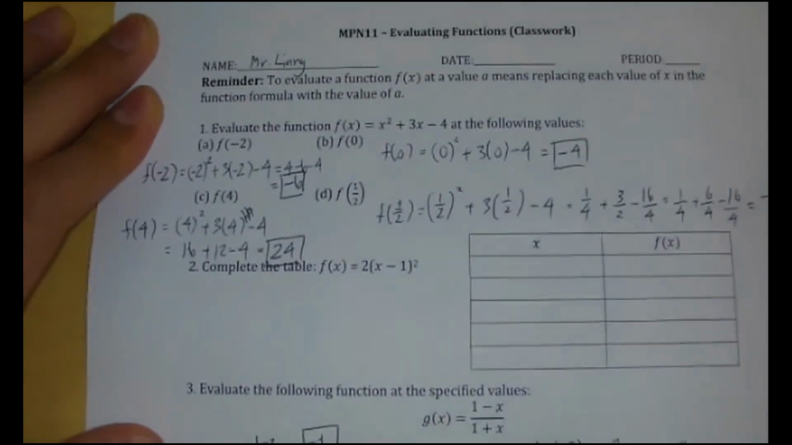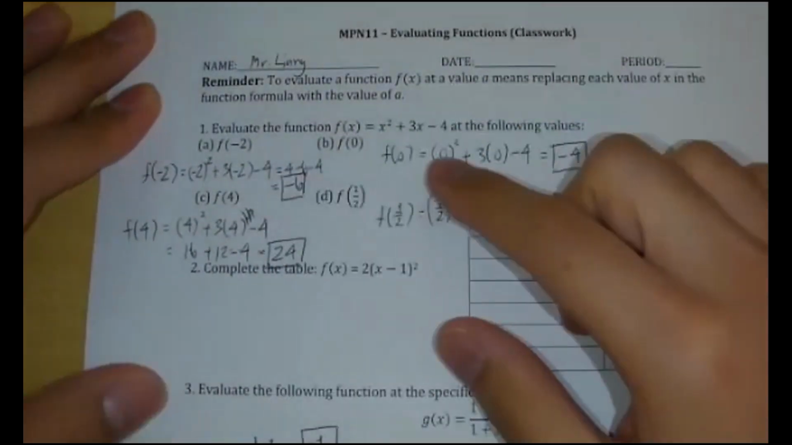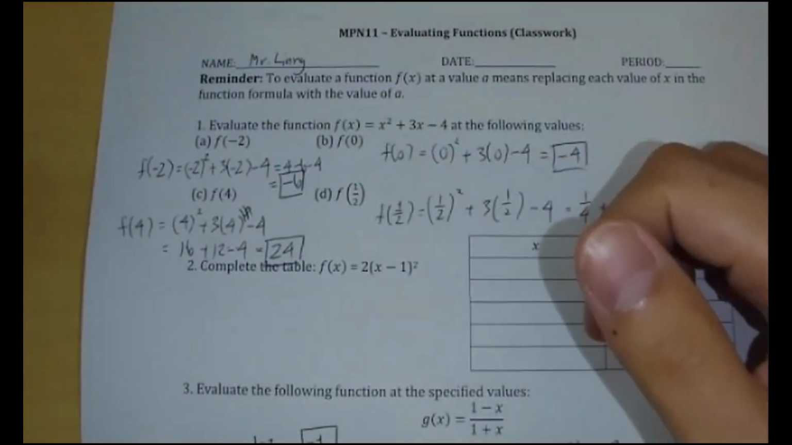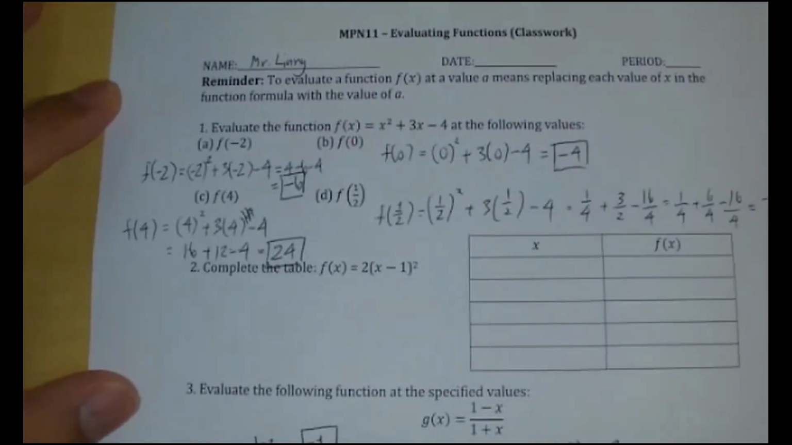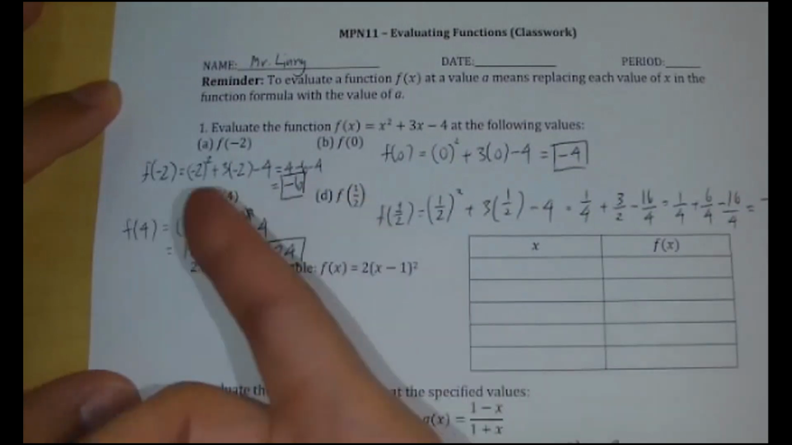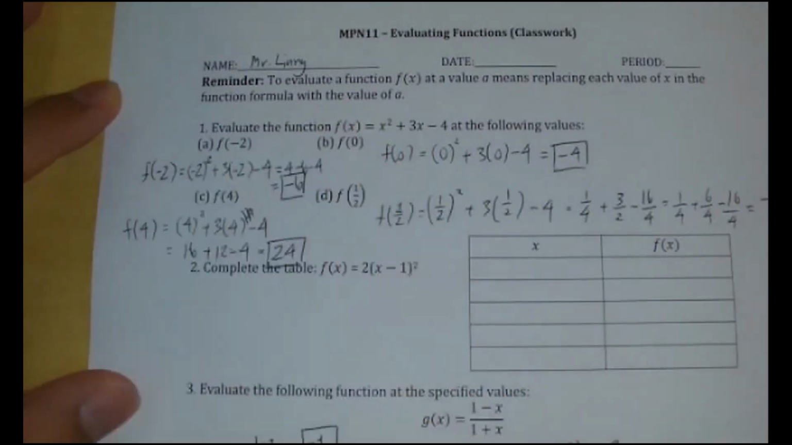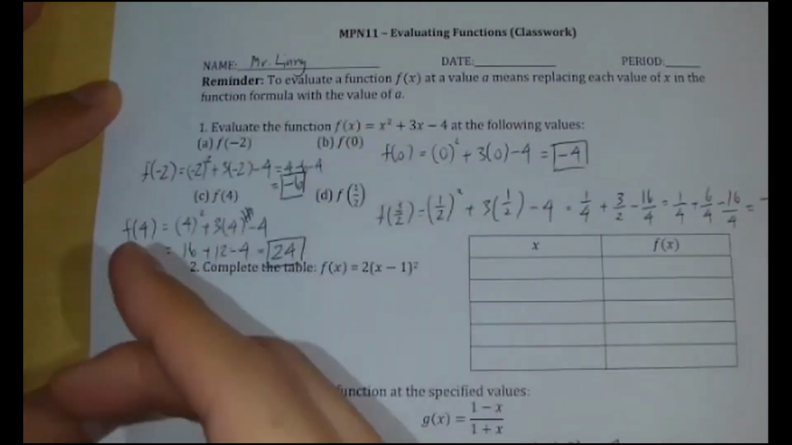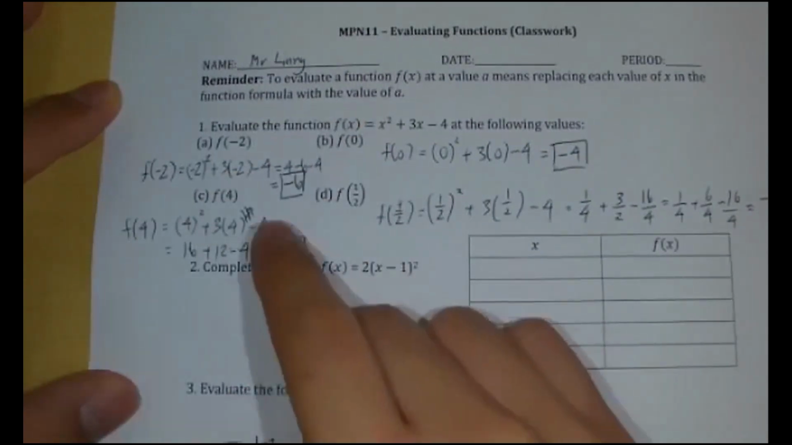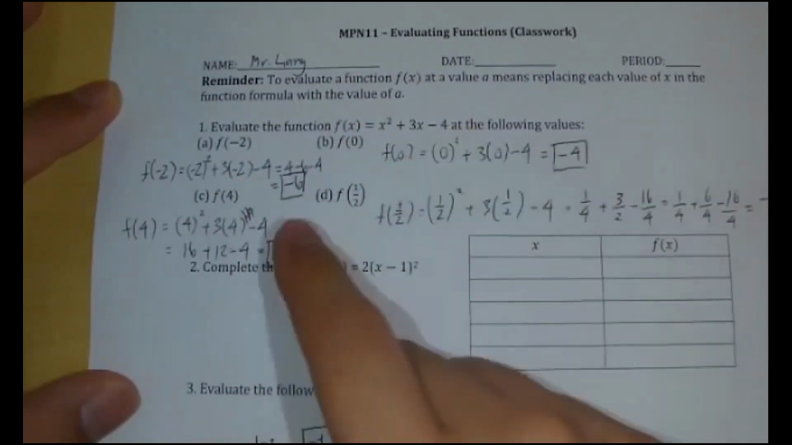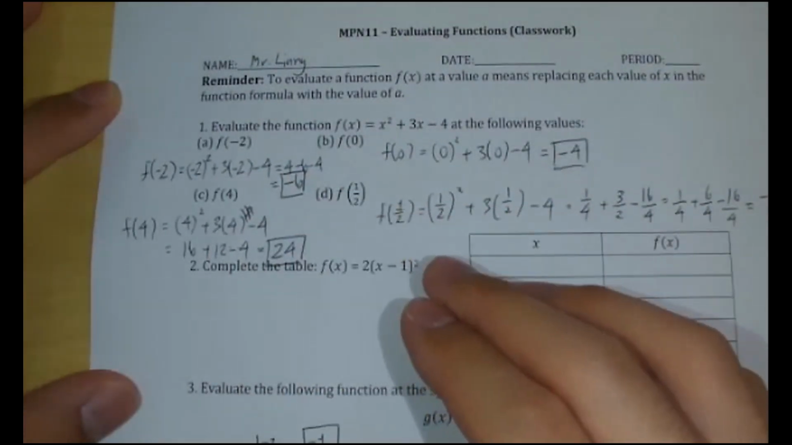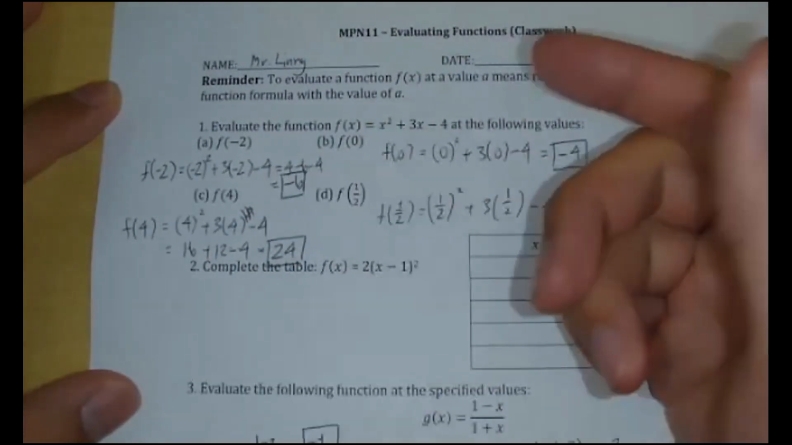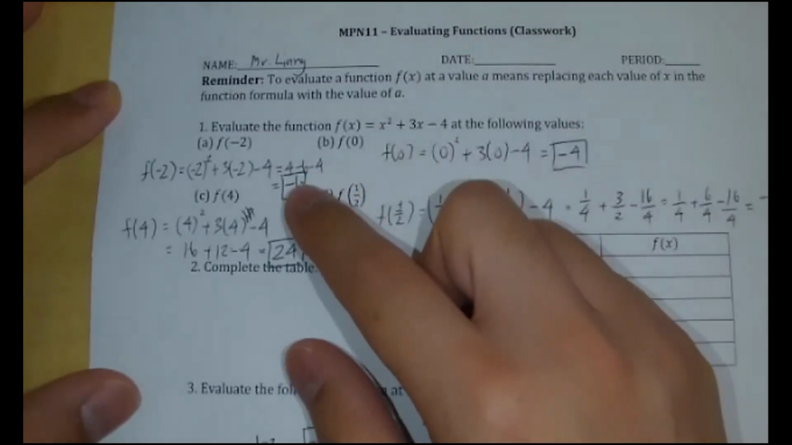So question number 1, here we have to evaluate the function f of x equals x squared plus 3x minus 4 at the following values. So we have f of -2. So f of -2 is -2 squared. So you just plug in, right? So -2 squared plus 3 times -2 minus 4. And then you're going to end up with 4 minus 6 minus 4. Okay. And then 4 minus 4 is 0. So you end up with -6 for part A.